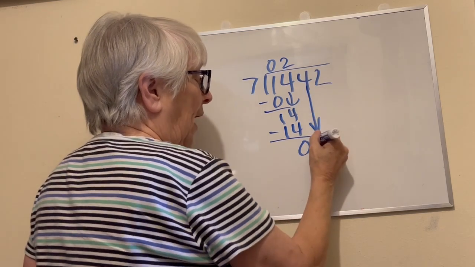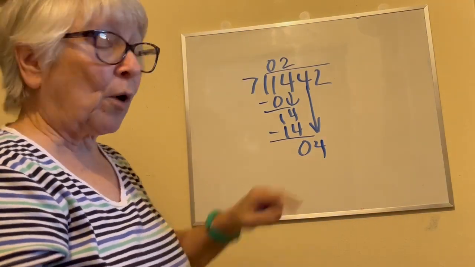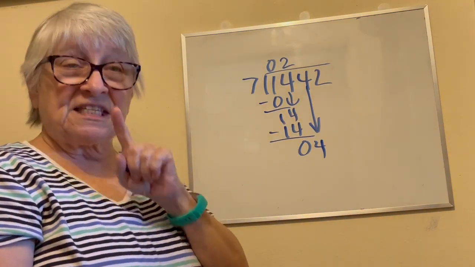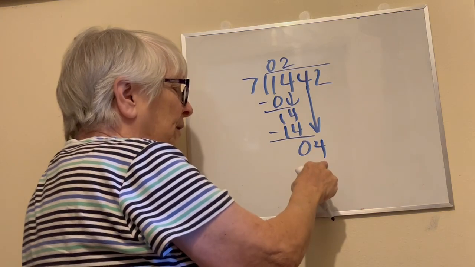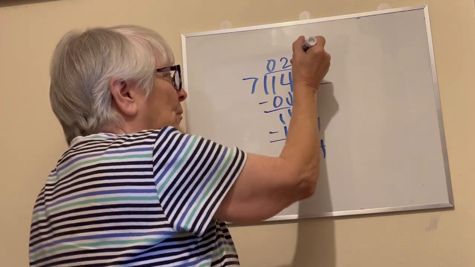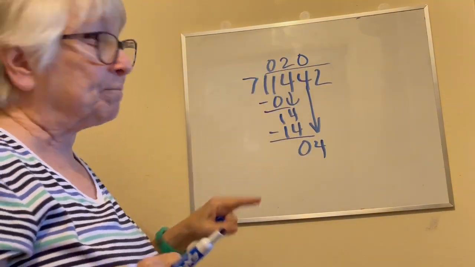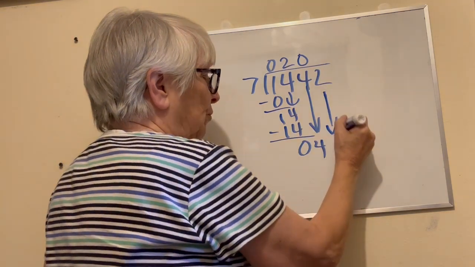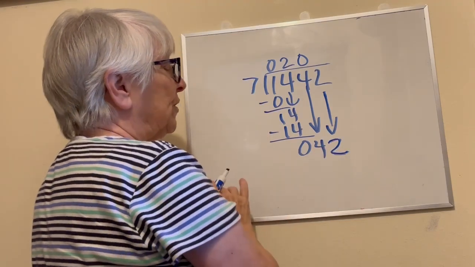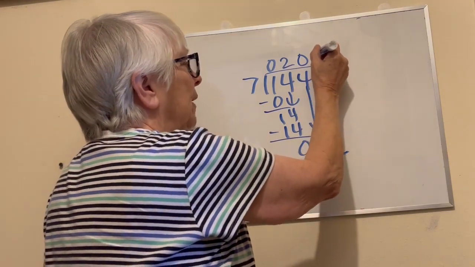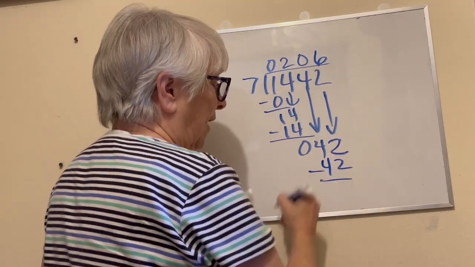Bring down the 4. Now here we come to a conundrum. Does 7 go into 4? 0 times. So if I bring down a number, I have to put a number up, and I'm going to put a 0. Remember, this 0 is a placeholder. It's holding that spot. Then I bring down the 2. Does 7 go into 42? Yes. Good thing I know my multiplication facts. 7 times 6 is 42, and I subtract.